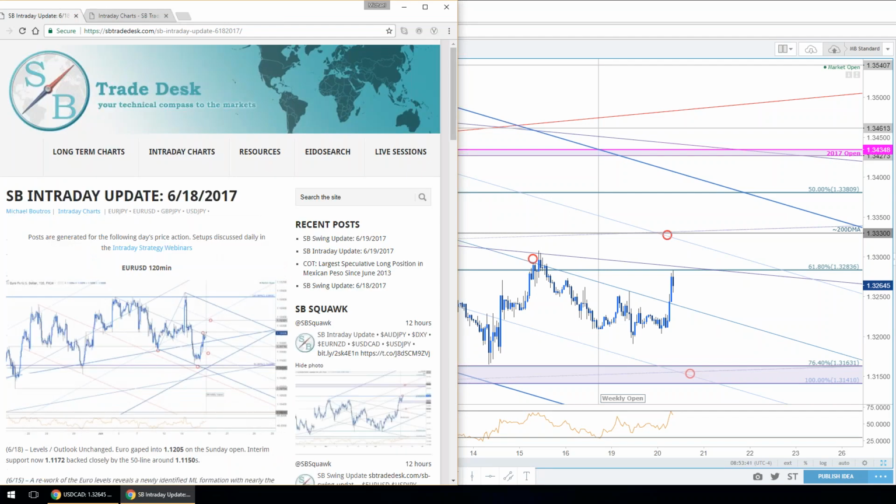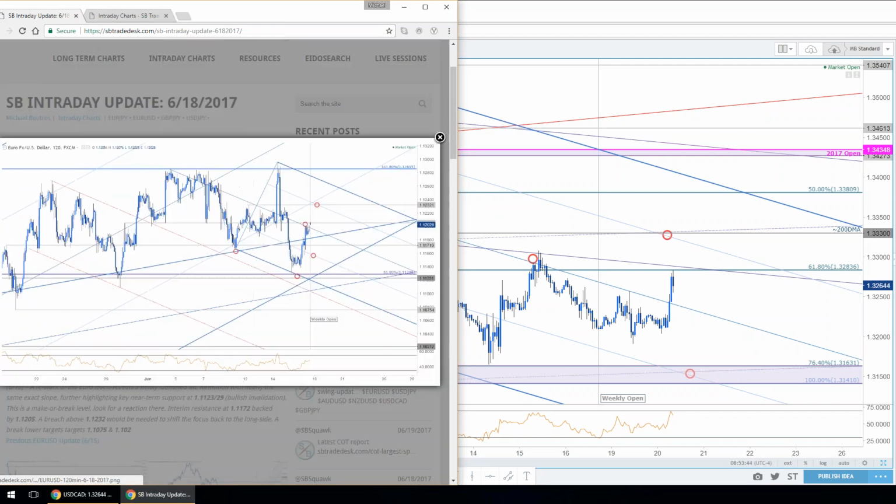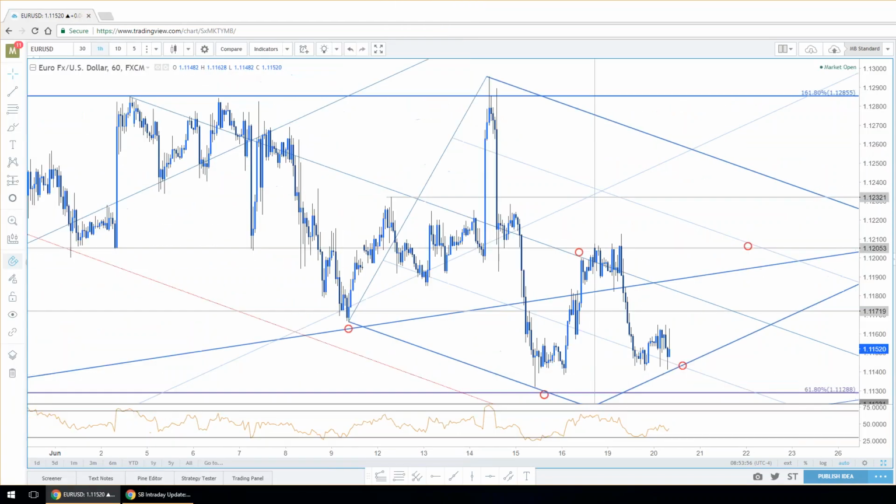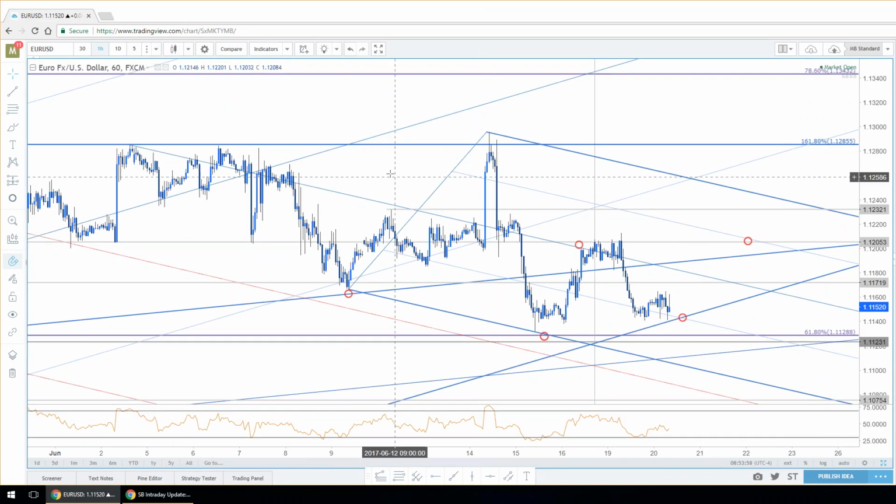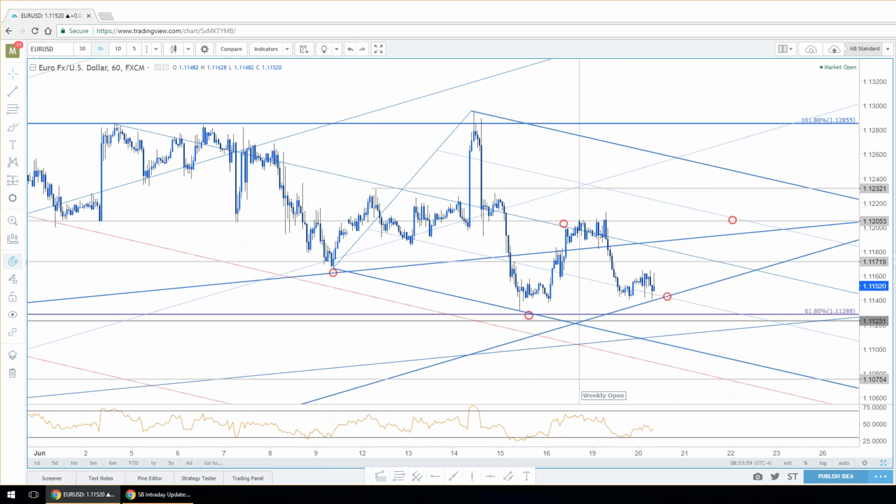Previous update looked like this, euro dollar. So we opened up the week basically at near-term resistance. That was 12.05, a level we've been playing for a while. The median line was right there. You know, it held, bottom line, and we're now testing near-term support.